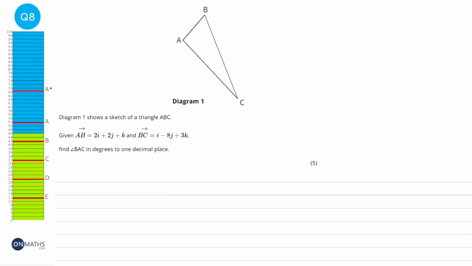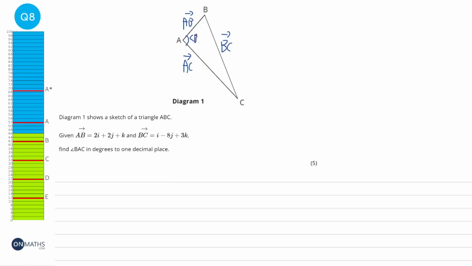Whenever you're given these kinds of questions, always try and write down what you've got and what you can find out. So we are given vector AB, we're given vector BC, and we could work out vector AC. And we're asked to find angle BAC, which is here.